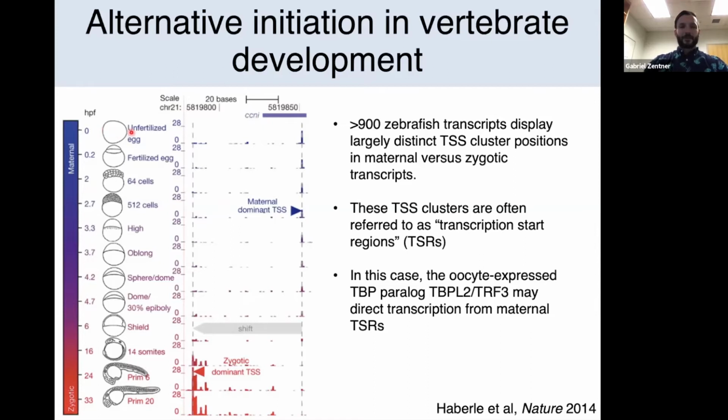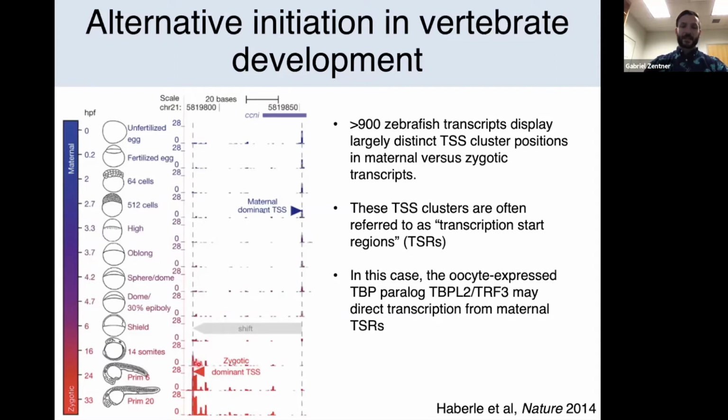So from the unfertilized egg to about 6 hours of post-fertilization development, the transcription start site or start sites for the CCNI gene are in this maternal dominant position, indicating that the maternally deposited transcripts from the oocyte in the fertilized egg initiated predominantly at this downstream position. However, when zygotic genome activation occurs at the maternal to zygotic transition, we have this shift where the TSSs for this gene go 40 to 50 bases upstream.